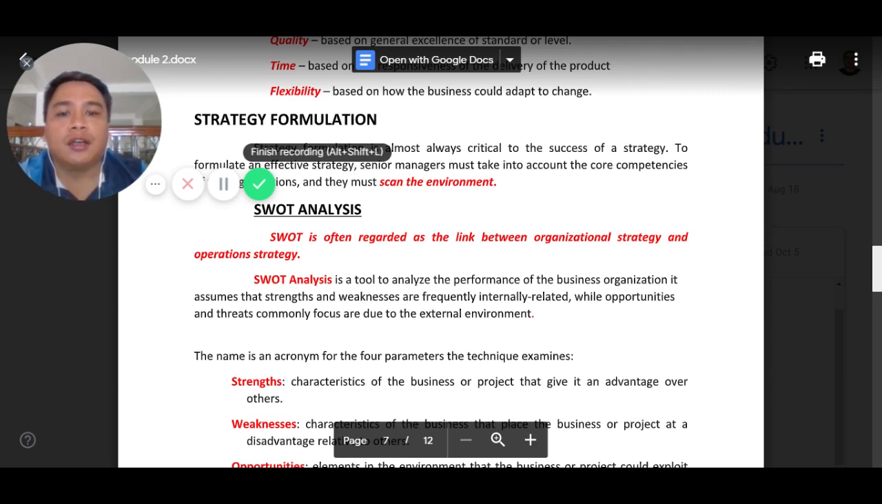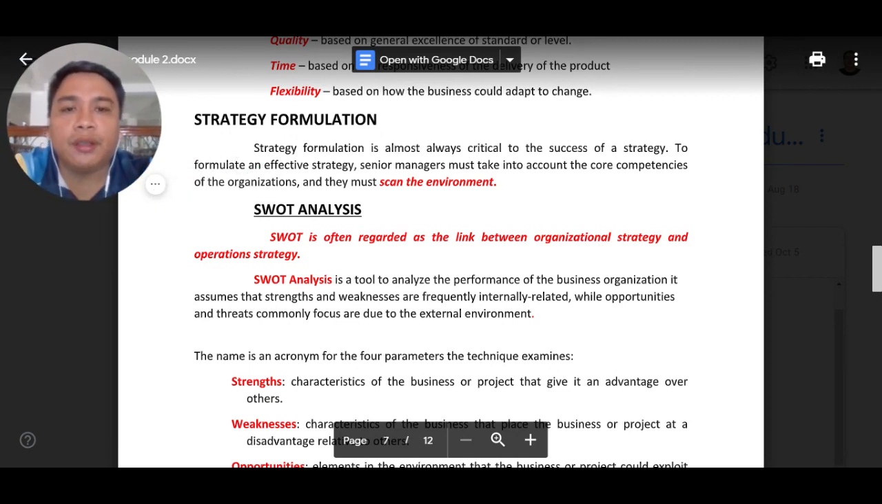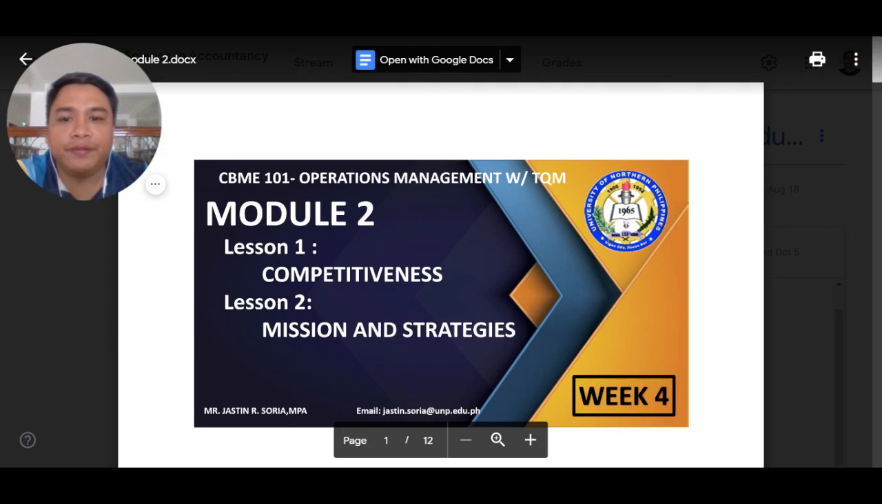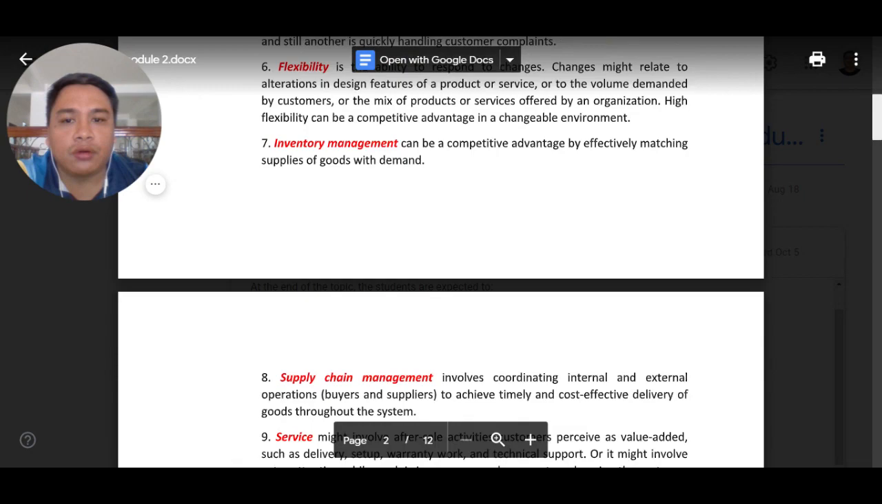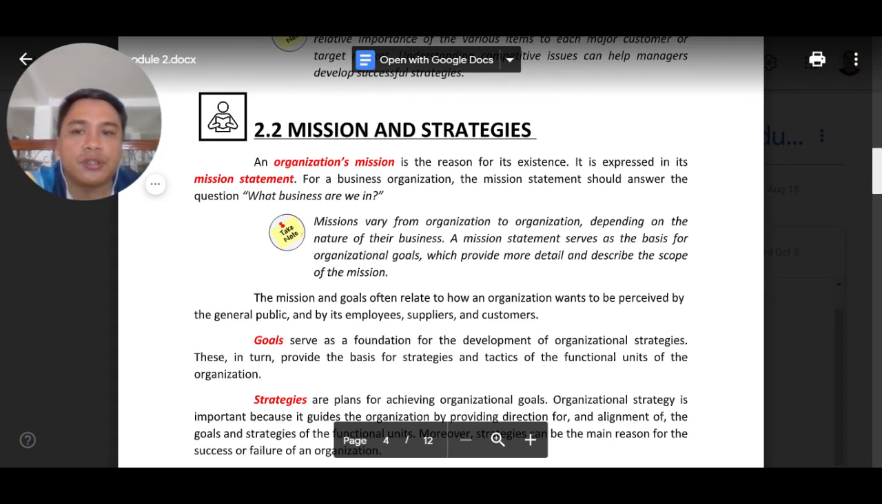Good day, class. This is part two of our week four topic of our module, which is competitiveness and mission strategies. So we now continue with our lesson two on mission strategies. In the first part, we finished discussing the organization's mission. So, what is a mission? What are goals? And what are strategies?